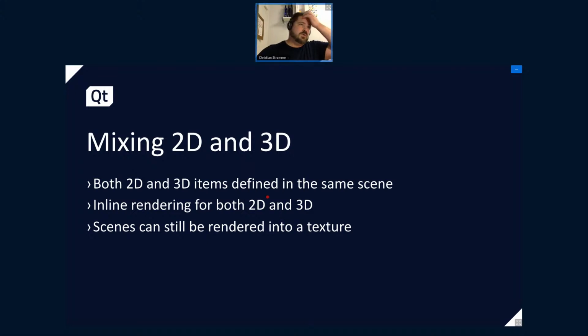So let's move over to mixing 2D and 3D. We have two modes for this. There's a textured path and a direct path, or inline path, for both 2D and 3D. Scenes can still be rendered into textures. That's still a flexible way to do it if you need to apply, say, that scene on a model that's not flat, say a cylinder or something like that. But both 2D and 3D items are defined in the same scene.